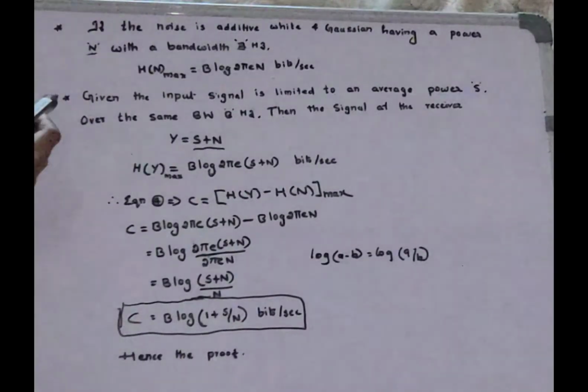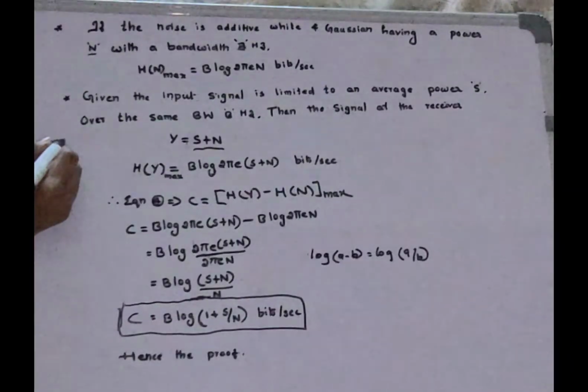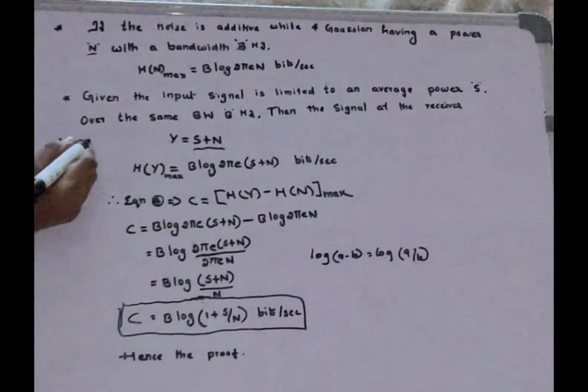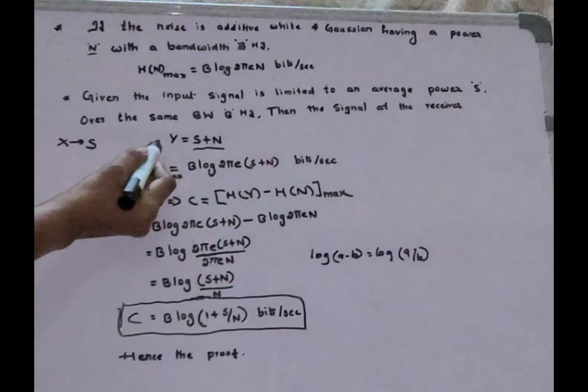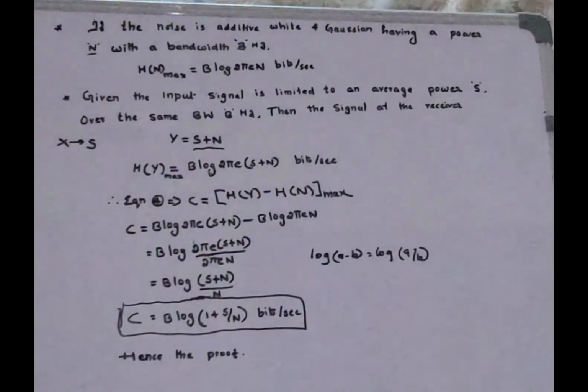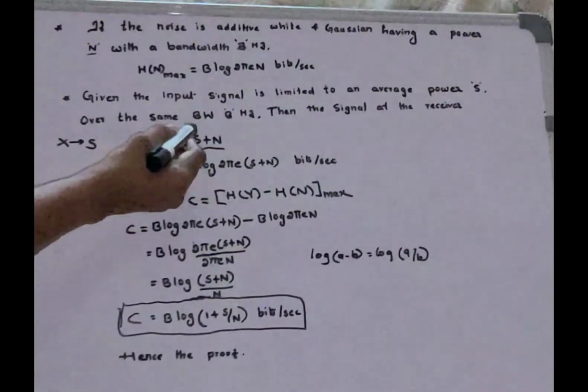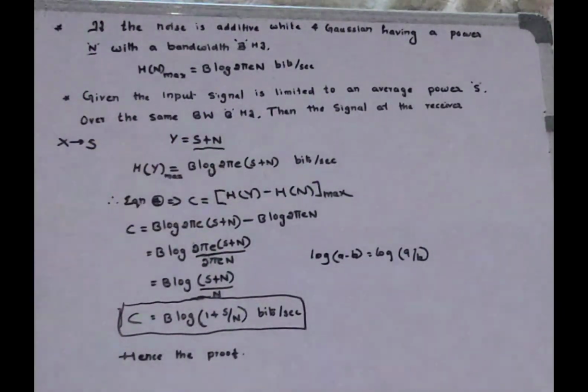Okay, bits per second. Given the input signal is limited to an average power S, take the power of the input signal X as S over the same bandwidth B. Then the signal at the receiver Y is equal to the input signal power S plus the noise power N. Okay, so Y is equal to S plus N.